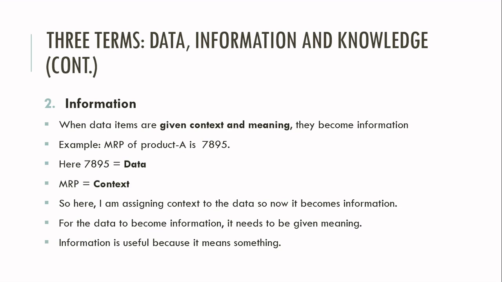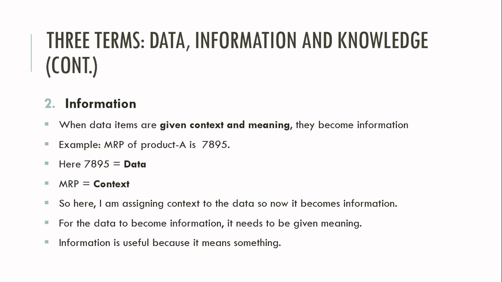So what is information? When we provide some meaning to the data or we provide some context to the data, then it becomes information. For example, in our previous example, I said there is one number 7895. So by seeing that number we cannot say what that number is.